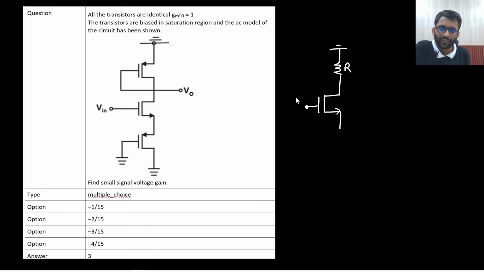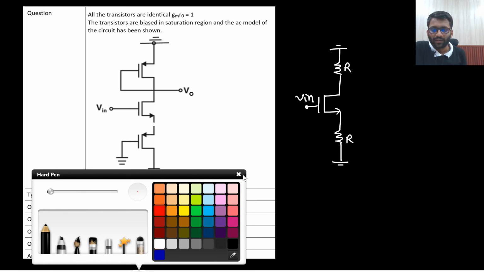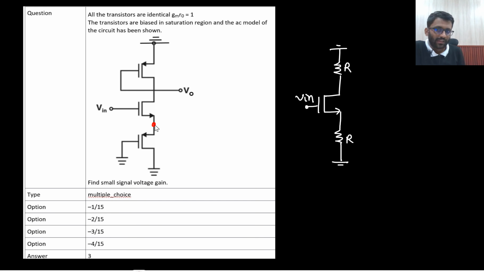And here we have applied V in. Then from this node to ground, what do you see? Tell me. From this particular node to ground, again 1 by Gm parallel with R0. Say yes or no. So again I am denoting it with R. From here to ground, 1 by Gm parallel with R0, right? And then this is the resistance R0. Are you able to understand this concept? Very easy. And where is our V0? This is our V0.